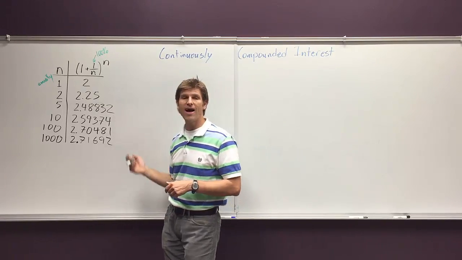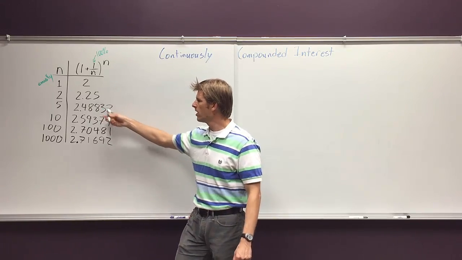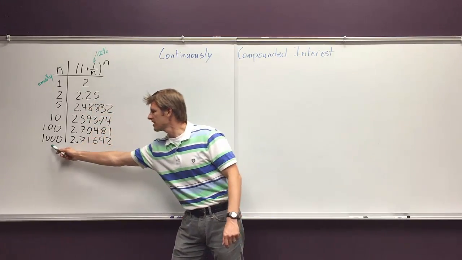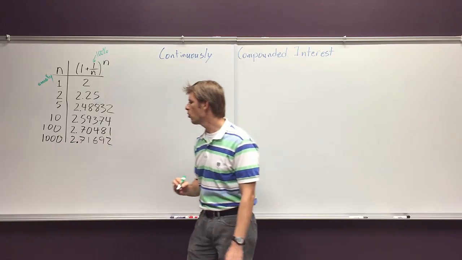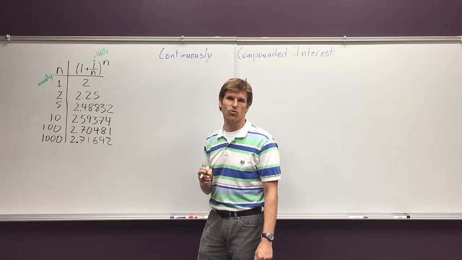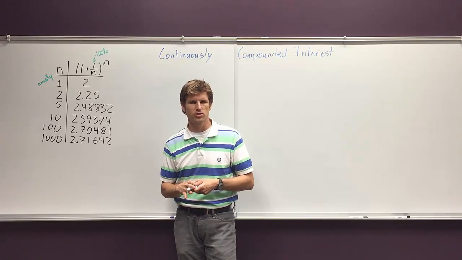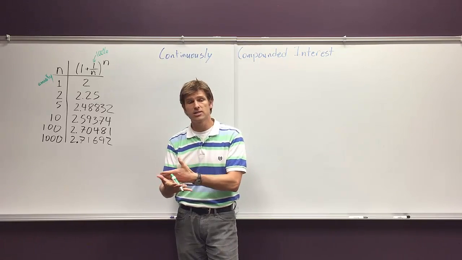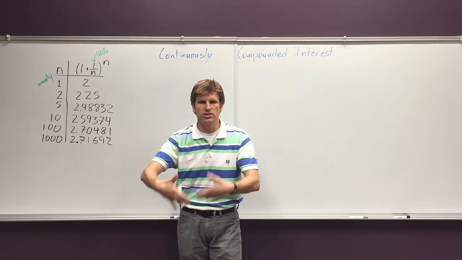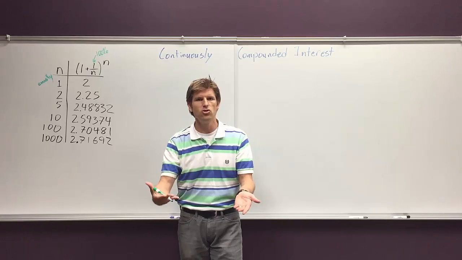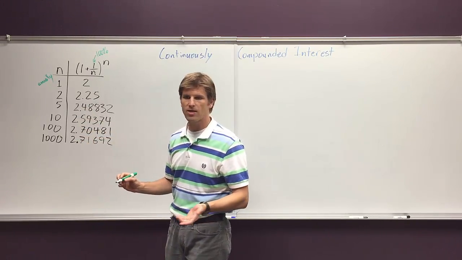If you compound 5 times a year, it's 2.48832. And you can see this number grows just a little bit, all the way up until at 1,000, it's 2.71692. And you might ask this question, what happens if you're constantly getting interest on your interest? So something like maybe the stock market, where as soon as the value of your money changes, everybody's calculating based on that new value.